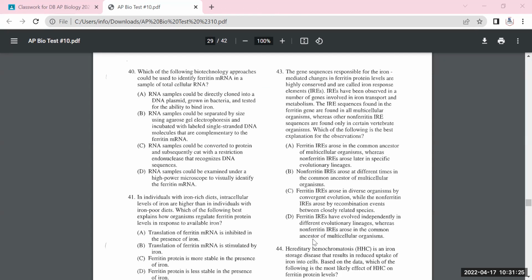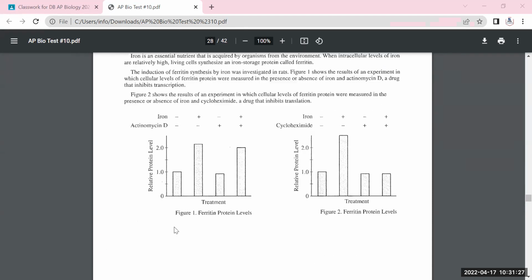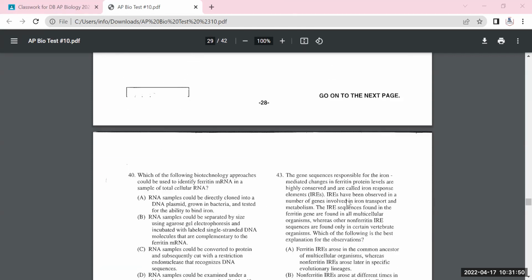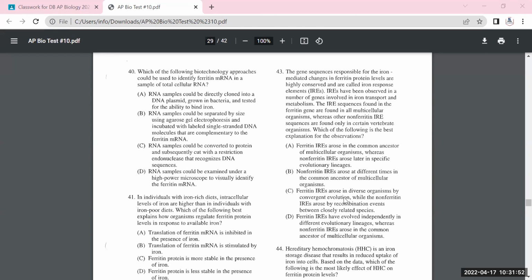Okay. So again, this one shows what happens when you block transcription. When you block transcription, you still have a high rate of that. If you block translation, what happens? Even though you increase your levels of iron, you don't see a corresponding increase in your ferritin. So it tells you that translation is significant.